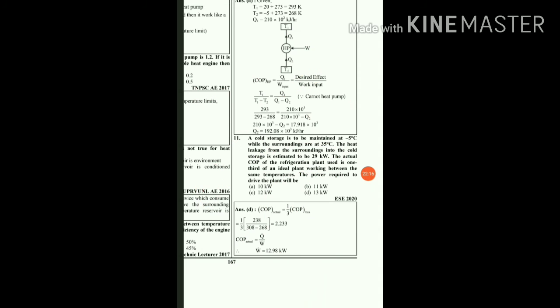So here we can see the answer, that is 12.98 kilowatt, which is approximately 13 kilowatt.